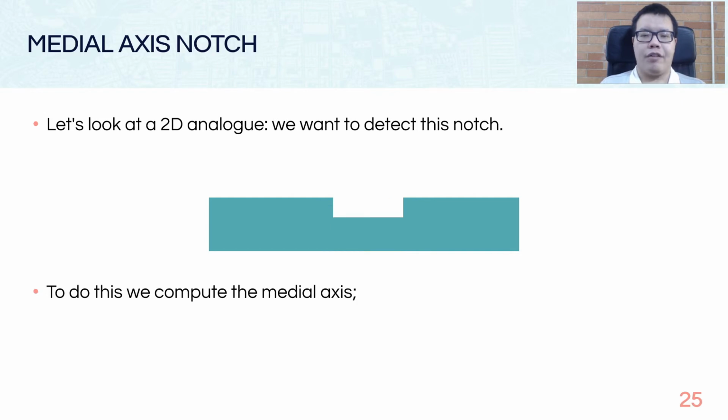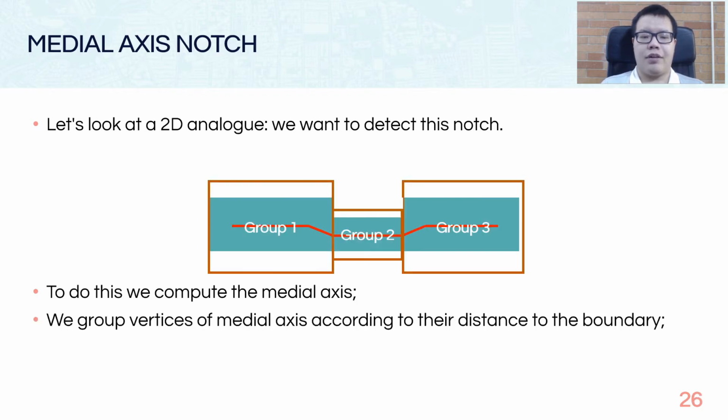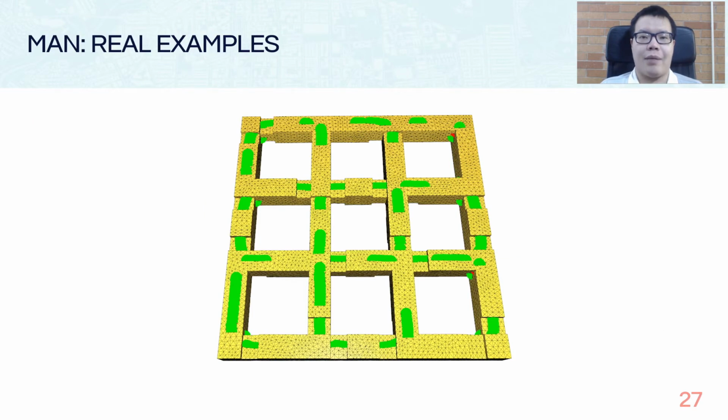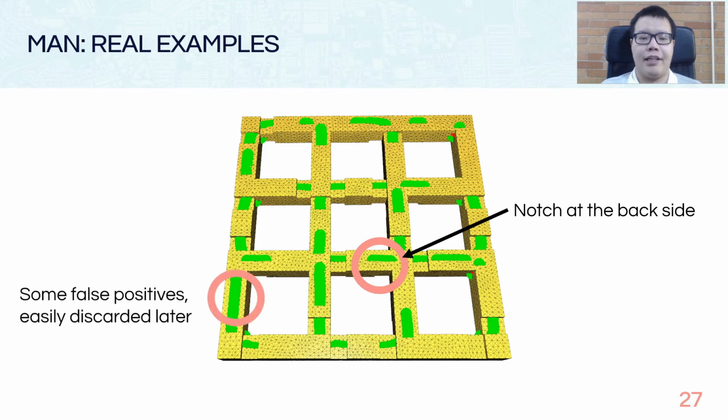To do this, we first compute the medial axis of the geometry, and then we cluster the vertices of the medial axis according to the distance to the boundary. Therefore, the local minimal groups are the notches detected by us. Here are real examples of notches detected by our algorithm. Our algorithm is able to detect notches on the backside, but unfortunately, there are a few false positives there, but they can be discarded later easily.